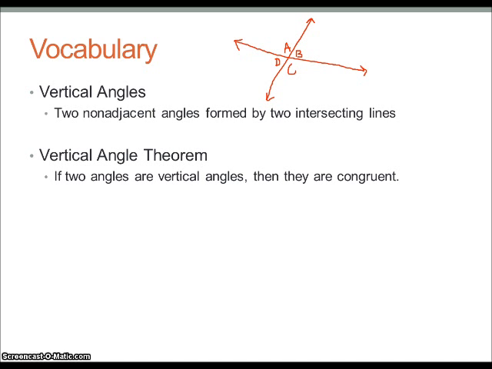Now we went a little farther and we talked about how they're congruent, and that comes from our vertical angle theorem. The vertical angle theorem says that if two angles are vertical angles, then they are congruent. So we have the definition of vertical angles, and then we know they're congruent because of the vertical angle theorem. So in our drawing, angle A is congruent to angle C, and angle B is congruent to angle D.